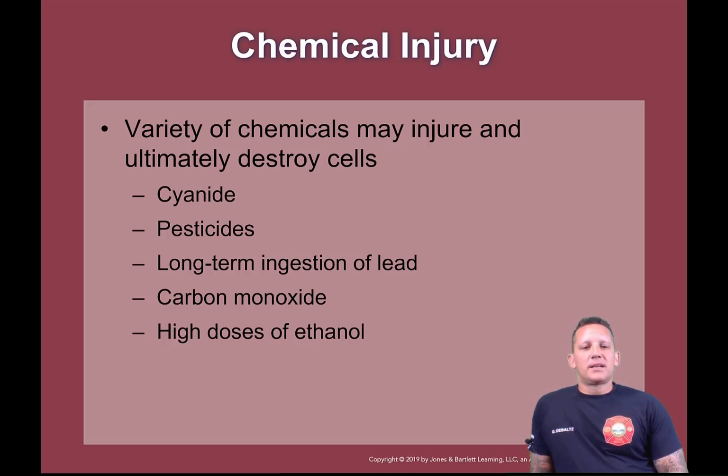Carbon monoxide is poisonous to the body because it does not have a second oxygen molecule, which makes it unable to support life. It also happens to have a much higher affinity to the red blood cell than oxygen does. So it's really hard to not only detect it, but also to override it and get it to push off of the red blood cell. High doses of ethanol can cause serious injury as well.